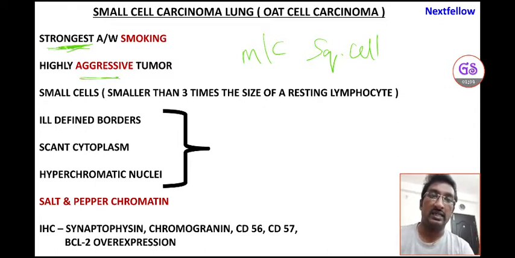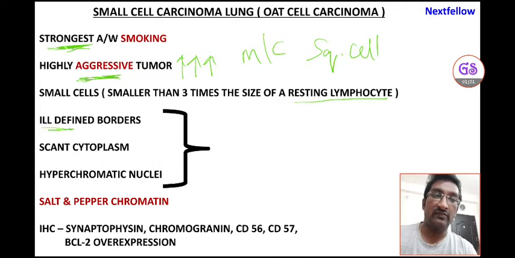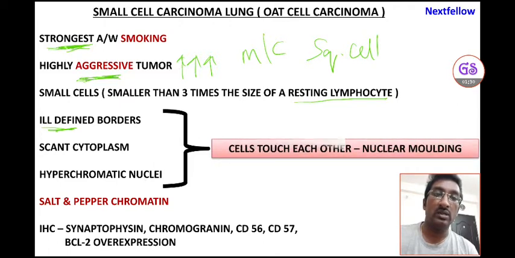It is a very highly aggressive tumor because of its very high proliferating capacity. And coming to microscopic picture, it will be comprised of small cells, that is the cells that are smaller 3 times the size of a resting lymphocyte. And coming to the borders, they will have ill-defined borders with a very scanty cytoplasm and a dark hyperchromatic nuclei. So all these 3 features will give an appearance like the cells touch each other, which gives us the classical nuclear molding appearance. Coming to the chromatin of the nucleus, it is salt and pepper chromatin, which is quite classical for many neuroendocrine neoplasms.